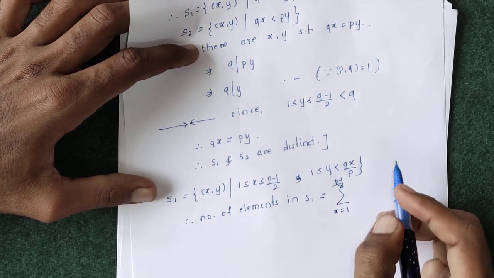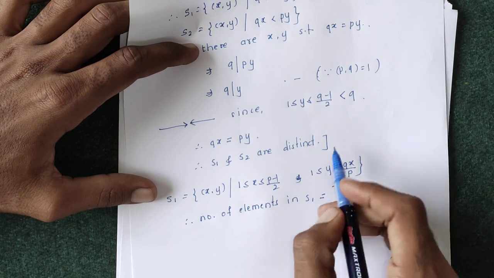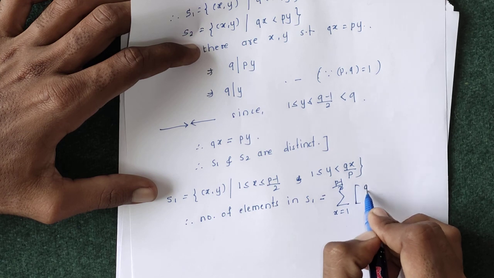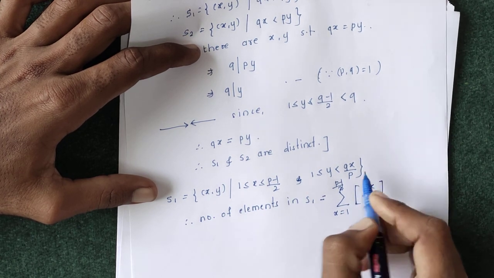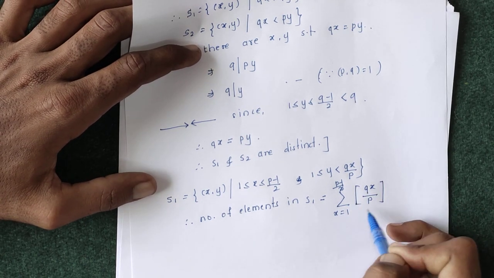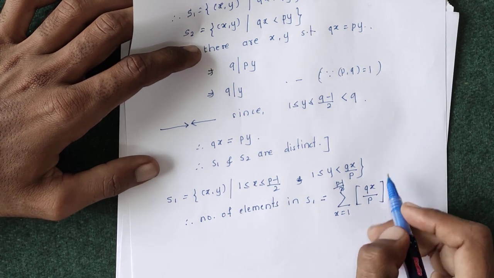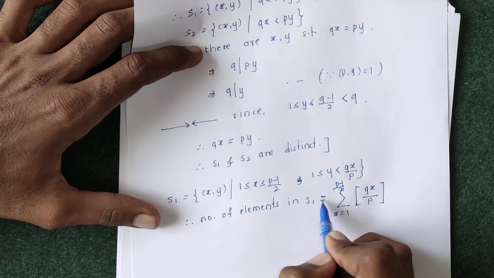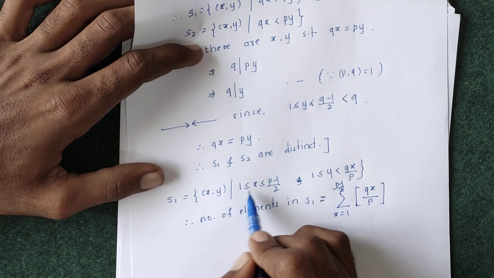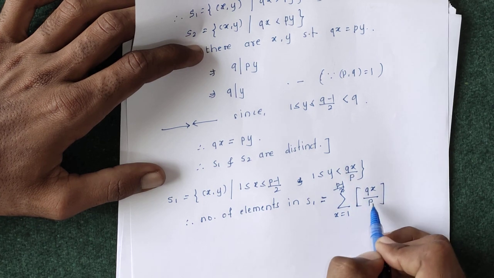If you vary x from 1 to (P minus 1) by 2, this number totally depends on x, since x is in between 1 to (P minus 1) by 2 and y again depends on x. So it is just this summation of the greatest integer function of Qx by P. Q by P may be a rational number, so taking the greatest integer function, we get the greatest integer less than or equal to this number. So if we put x equal to 1, then the values of y are less than the greatest integer function of Q by P.